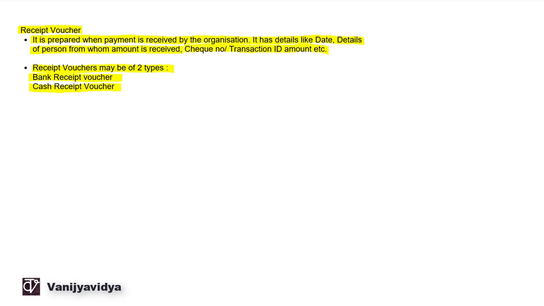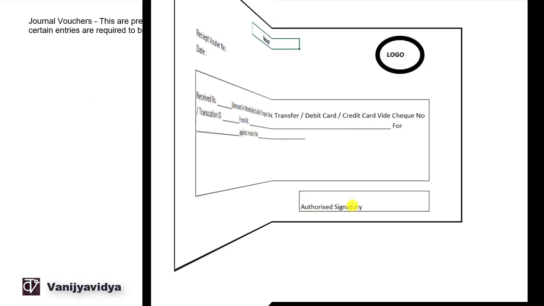So in case of your bank payments, you make bank receipt voucher. In case of your cash, you make a cash receipt voucher. Okay, now these are also typically known as receipts. Now one copy of this receipt voucher needs to be given to a client, customer, or any other person who is making payment to our business as an evidence or proof. So this was about a receipt voucher.